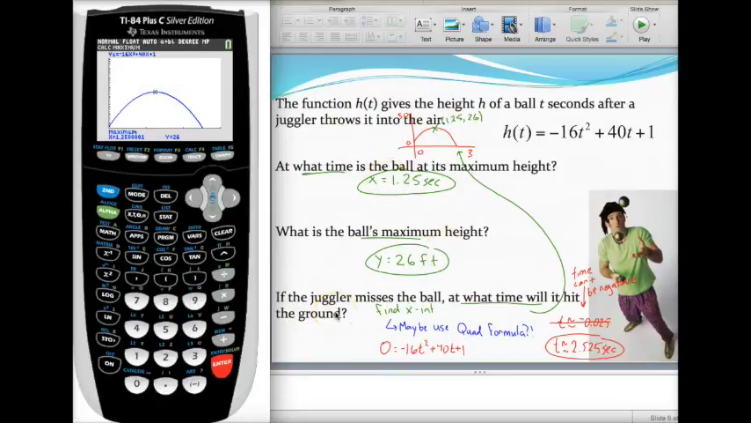The final question then has to do with something a little bit different. They say, suppose you miss the ball, you throw it in the air and let it hit the ground. When will it hit the ground? In this case, they're asking me to find this x value out here. In other words, I want to take the equation they gave me and set it equal to 0.